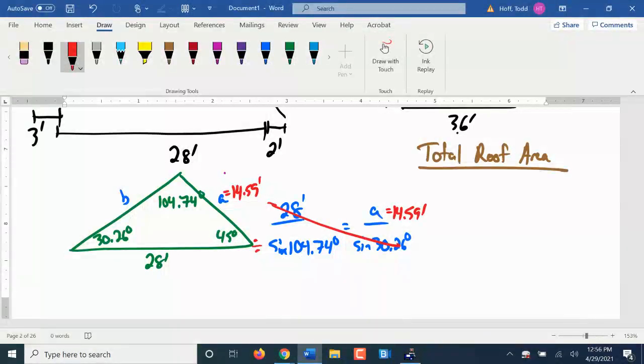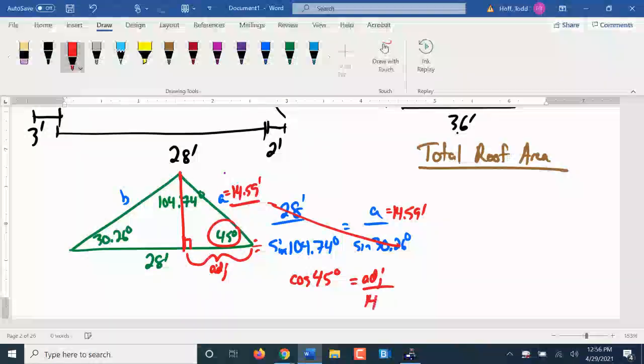Now I could find side B here, but I really don't need to. What I really need is the location of the peak. So if I draw that down at a right angle, I can find this side here because now I have 45 degrees and I have one of the sides. I have that hypotenuse now, of that triangle. So this would be the adjacent side, so I'm dealing with a cosine here. Cosine of 45 degrees equals this adjacent side here over that hypotenuse of 14.59 feet.